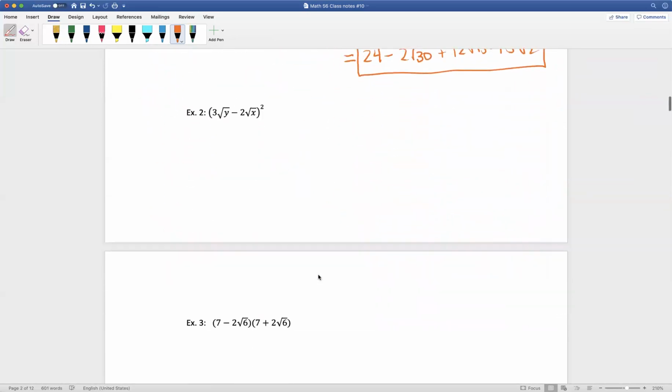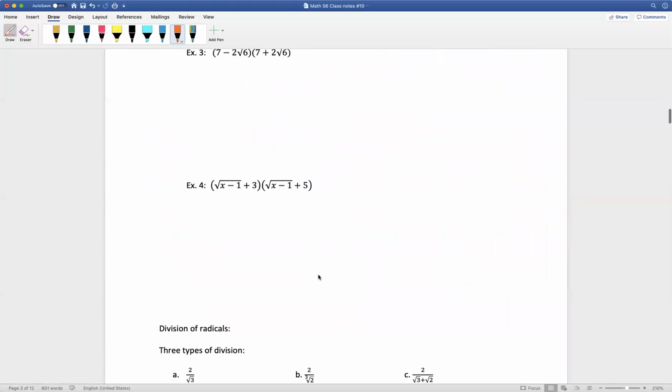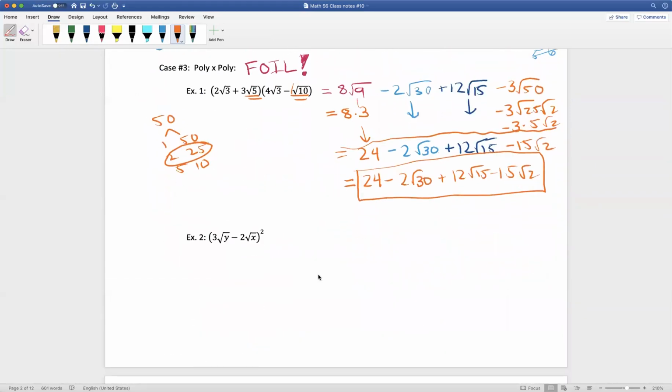Okay, let's take a look at example number 2. Sorry, just checking to see what other types of examples we had left. For number 2, 3 square root of y minus 2 square root of x, all squared. You guys remember that? Anytime you have anything other than a monomial being raised to a power, you're going to write out the expanded form. This is the expanded form.